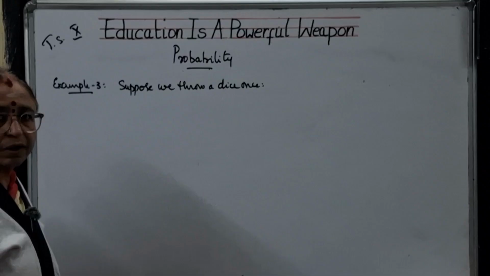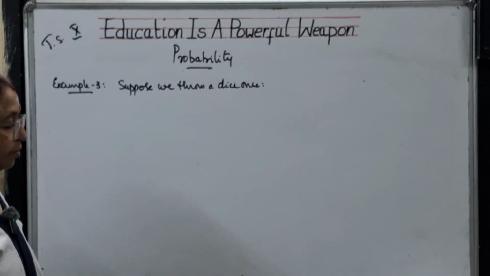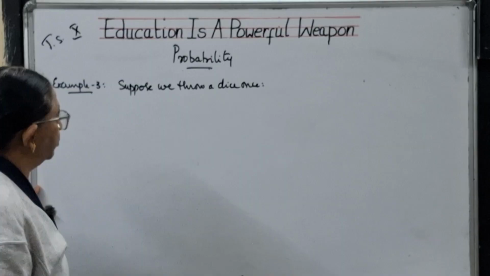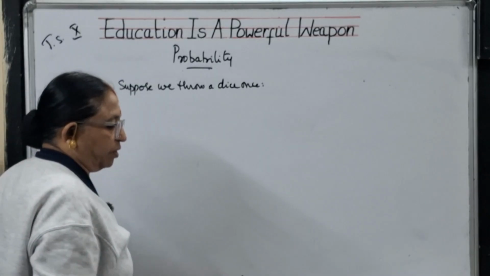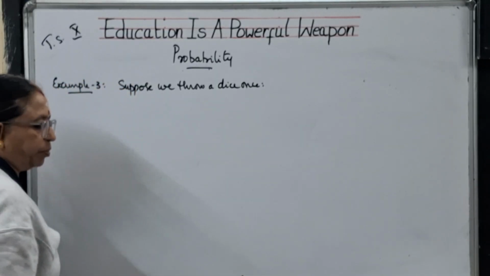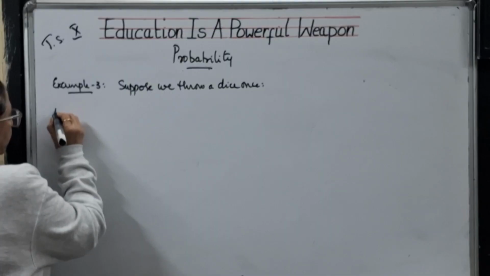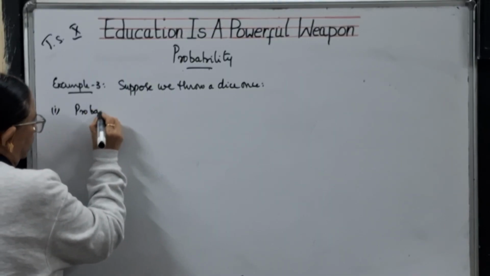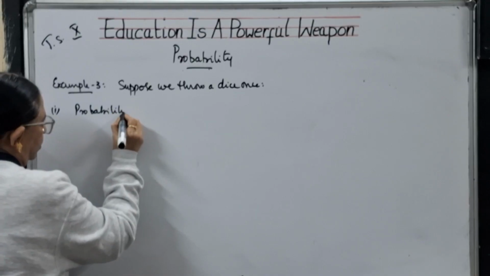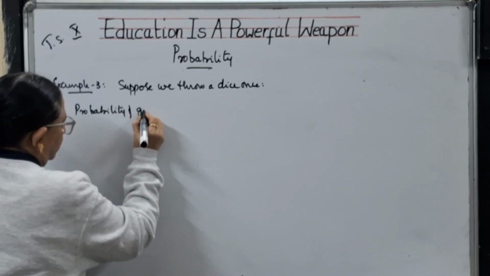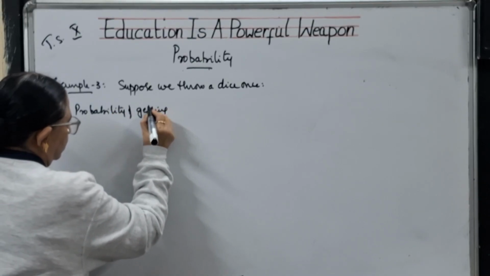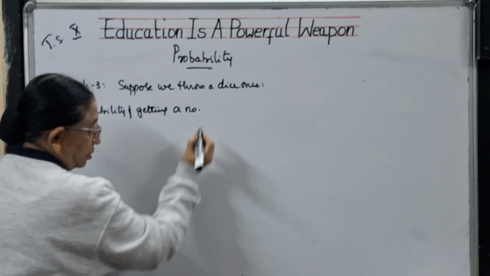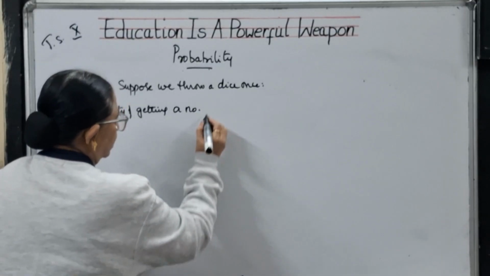Example 2. Now, the next one is example 3, children. Suppose we throw a dice once. First question, what is the probability of getting a number greater than 7?